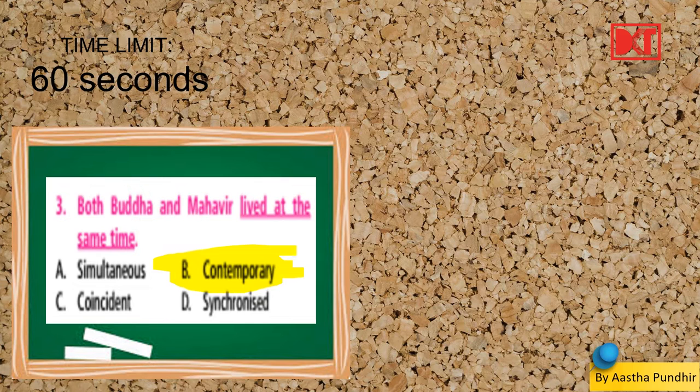Okay. Then we have the other words like simultaneous. These are referred for things. Things that happen at the same time together in a coordinated manner. Simultaneous, coincident and synchronized, all these can be referred to particular incidents or things. But for people, we use the word contemporary. Okay?